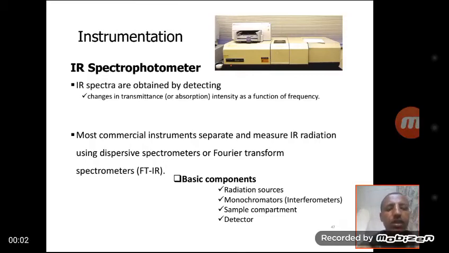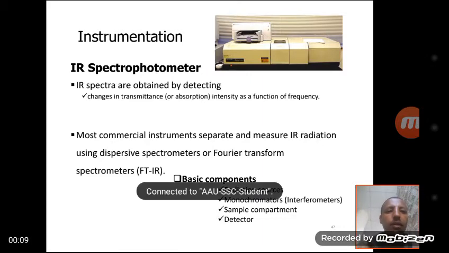Okay, hello everyone. Today's lesson is instrumentation of IR spectrophotometry.